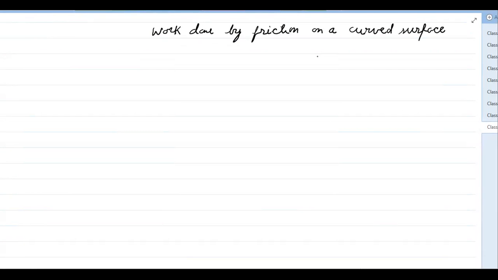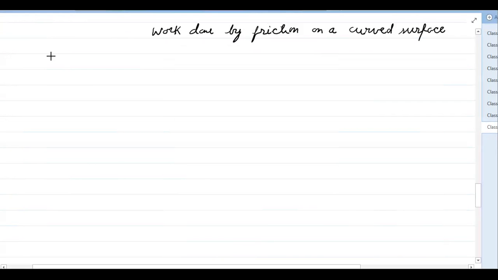Work done by friction on a curved surface. Okay, so work done by friction on a curved surface. So how do we do this?